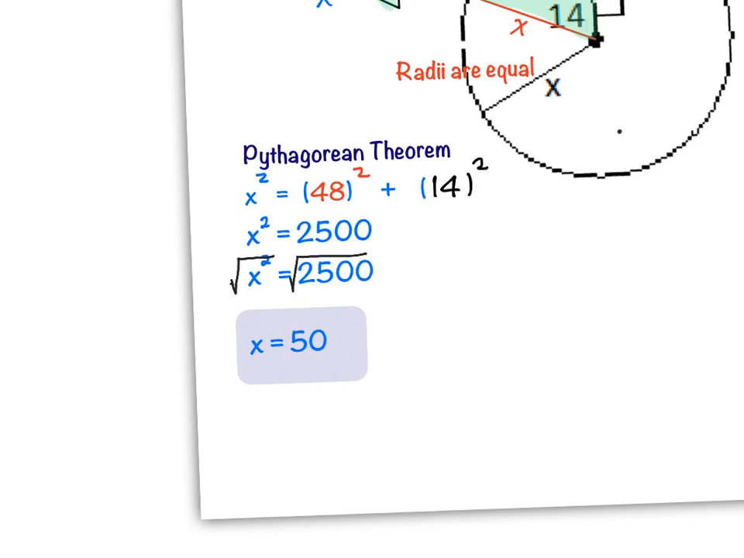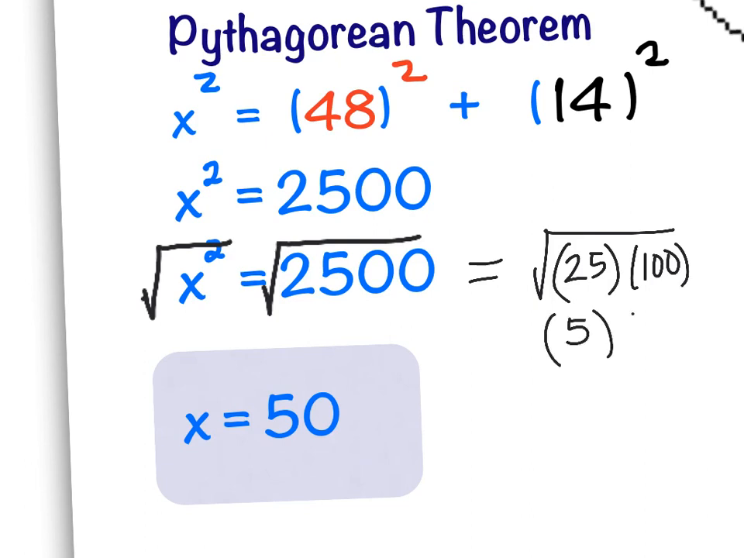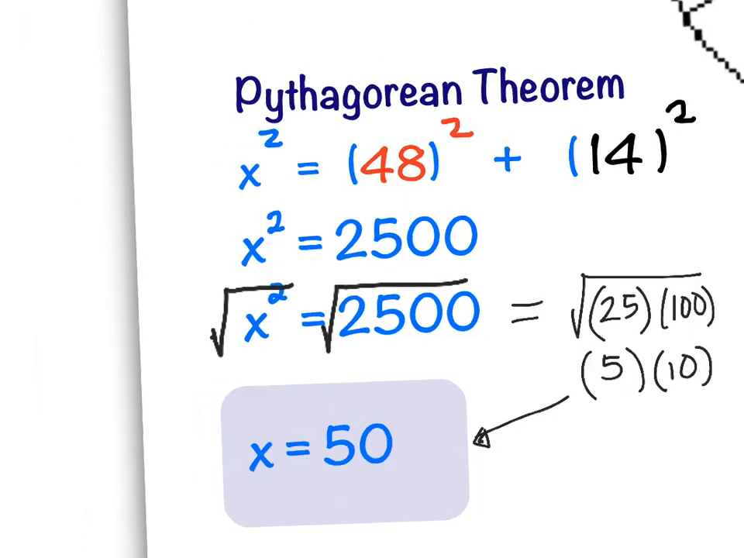So when I take the square root of x squared, there's two x's there, x times x, I only take out one. And this becomes 25 times 100. The square root of 25 is 5. So if you want to see that, the square root of 2,500 is the same thing as the square root of 25 times 100, and the square root of 25 is 5, and the square root of 100 is 10, and 5 times 10 is 50. So hopefully this helps.